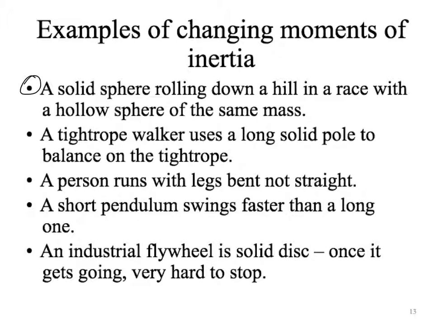A person runs with their legs bent because they want to go faster. They don't want as much rotational inertia, so they keep their legs close to their body. A short pendulum will swing faster than a long one because a long one has that mass distributed farther away and will have more inertia, less willingness to rotate. And I think Dr. Cinco talked about the industrial flywheel idea.